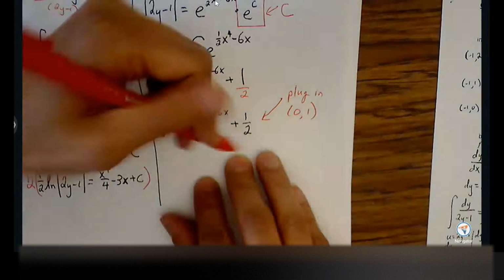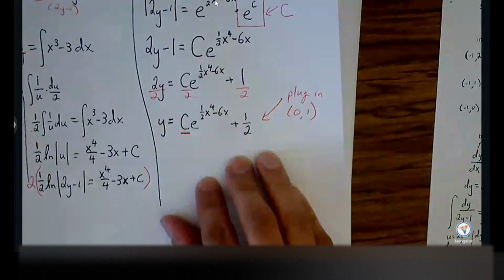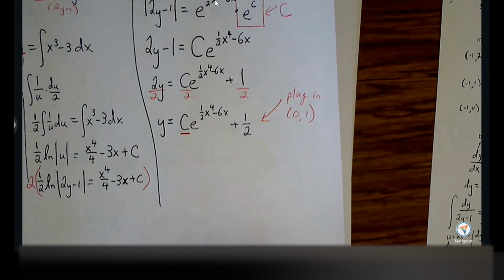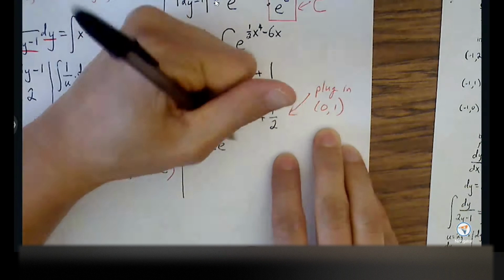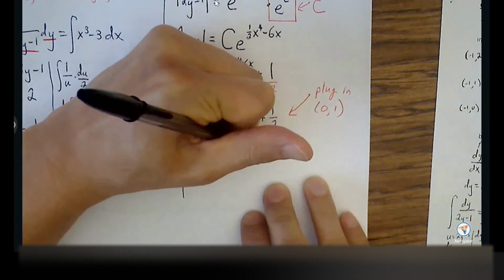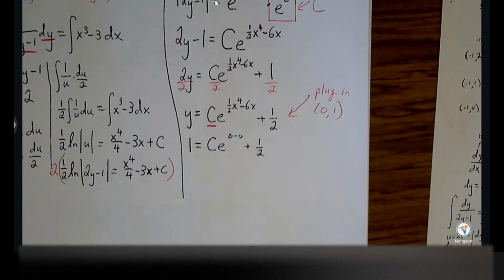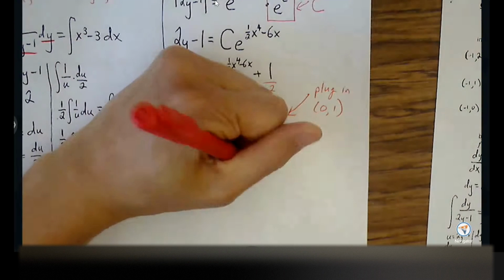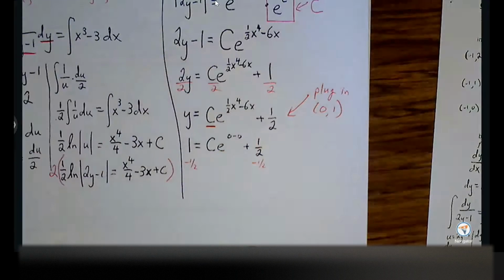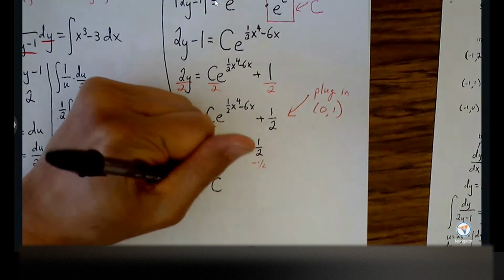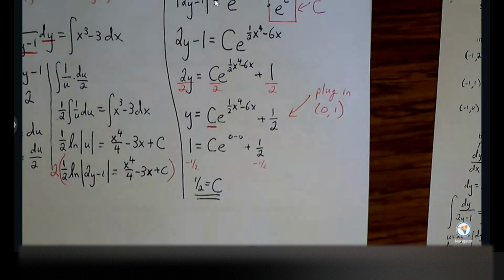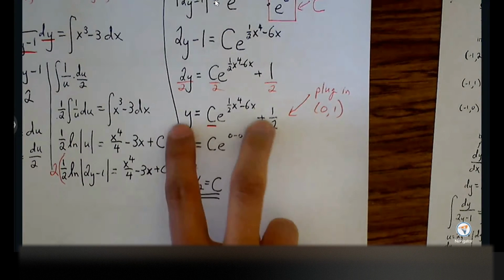0 in for x, 1 in for y, and my goal is to solve for the c value so I can update this equation from general to particular. 0 in for x, 1 in for y. e to the 0 is just 1. That's nice. That takes it out. We can just solve for c. Subtract 1/2 from both sides. So c is the other 1/2. So then we're going to update where we started, making the substitutions in for x and y.